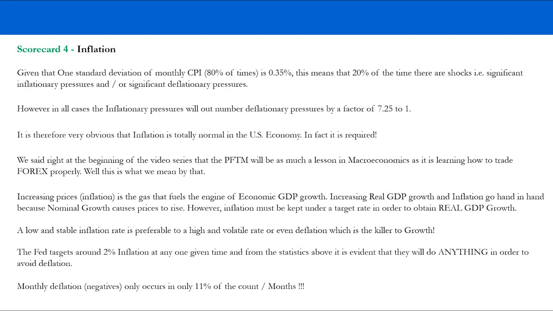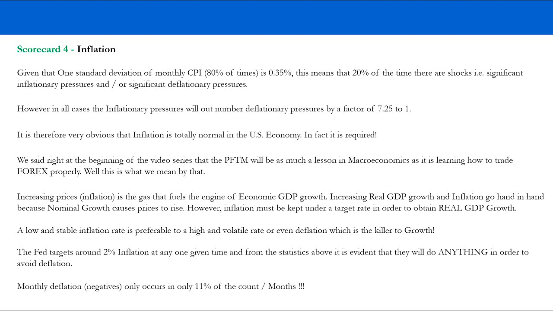What we're learning about here is actually how capitalism works in the broader sense, because increasing prices, inflation, is basically the gas that fuels the engine of economic GDP growth. So increasing real GDP growth and inflation go hand in hand. Nominal GDP growth, so GDP growth that's not adjusted for inflation, causes prices to rise. However, inflation has to be kept under control, under a target rate, in order to obtain real GDP growth, so growth after an adjustment for inflation.